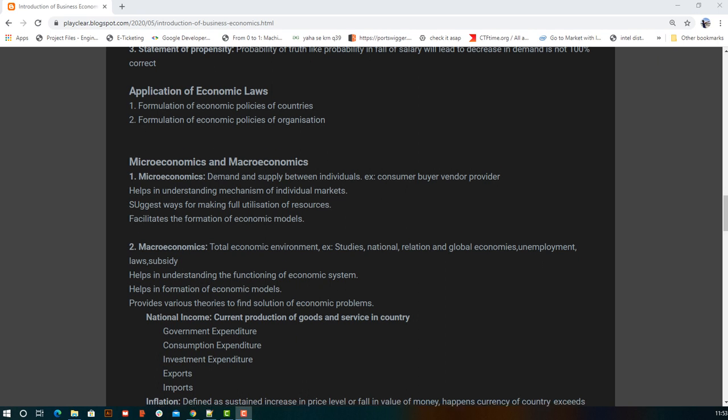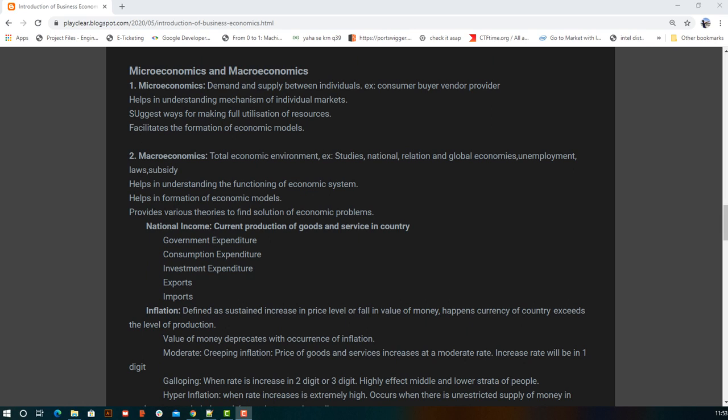Now next we have macroeconomics. Here we consider the total economic environment, like studies, not a specific college or a specific university. Similarly unemployment, economics, global economics, relation, laws, etc. It helps in understanding the function of the economic system and finding solutions to economic problems.